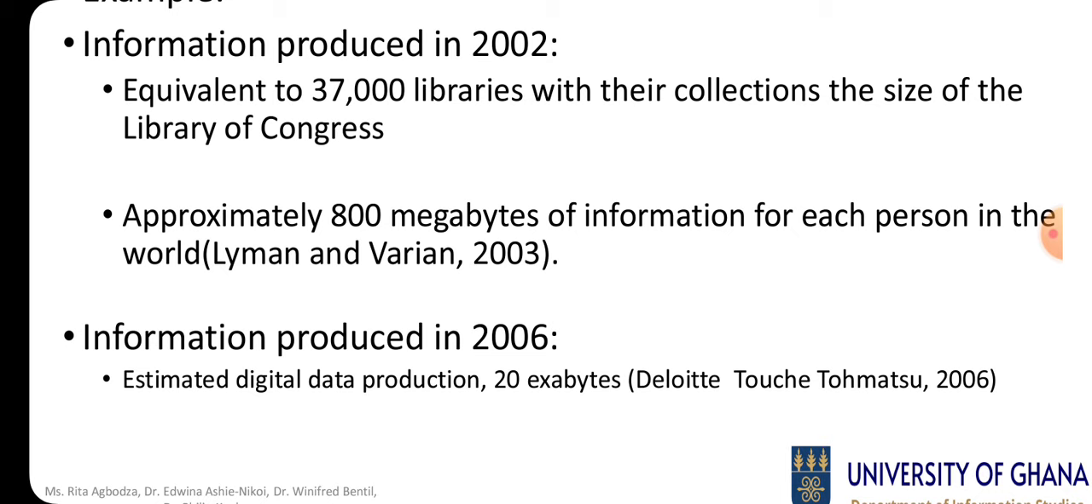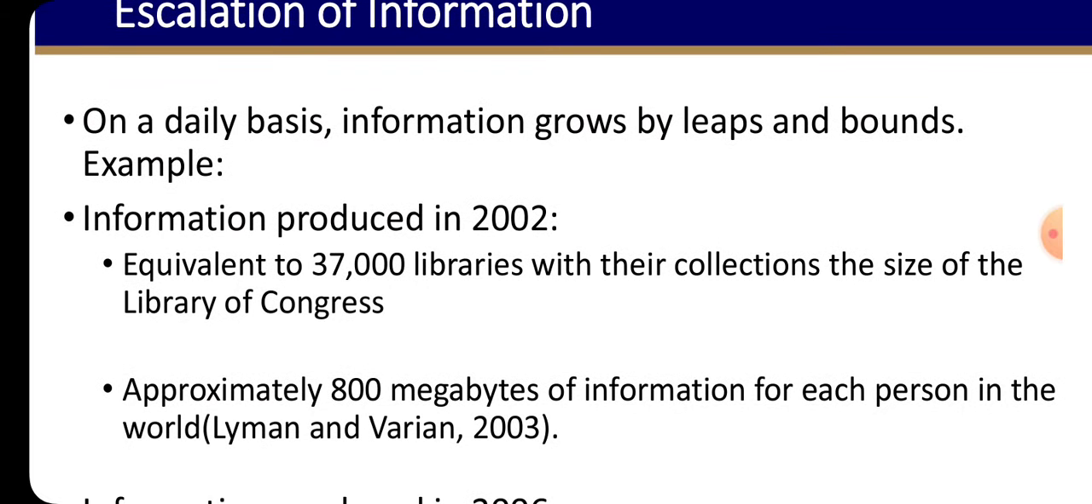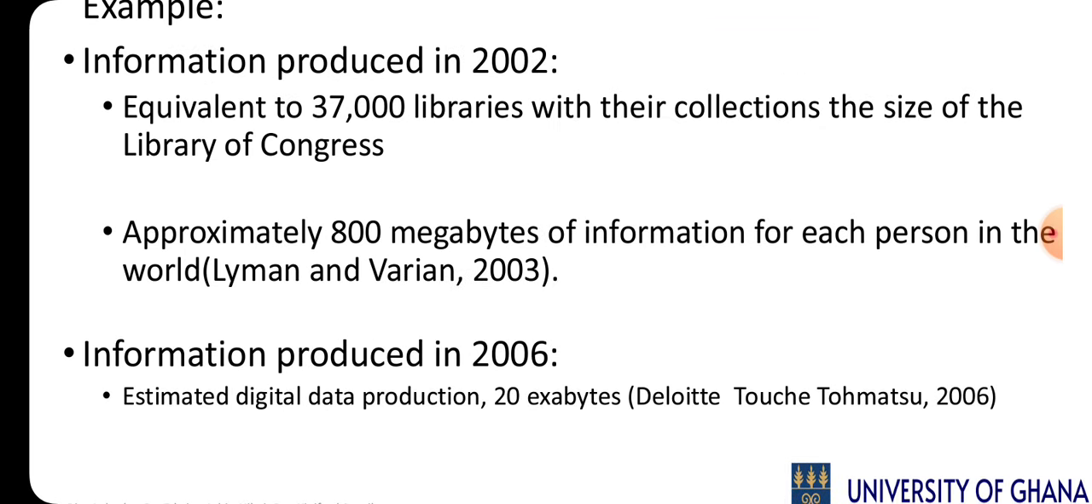In 2006, the information that we produce was around 20 exabytes, up from 800 megabytes. This is scary. It tells you how information escalated within that four-year period, from megabytes to exabytes. Not even 1 exabyte, but 20 exabytes. It tells you how fast information escalates.